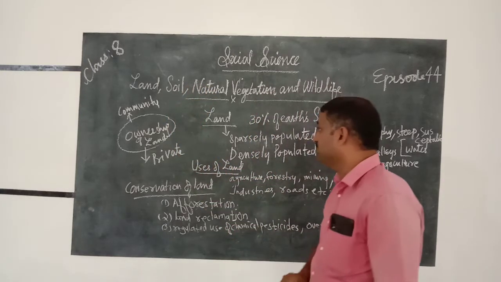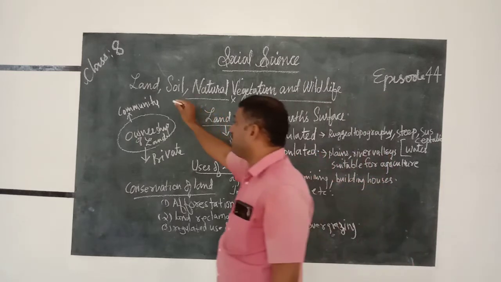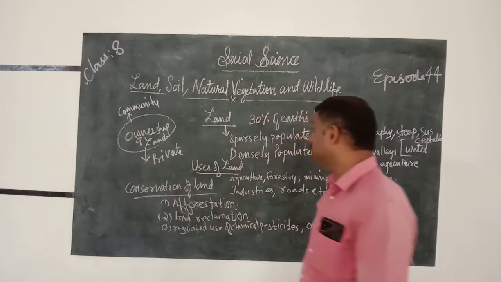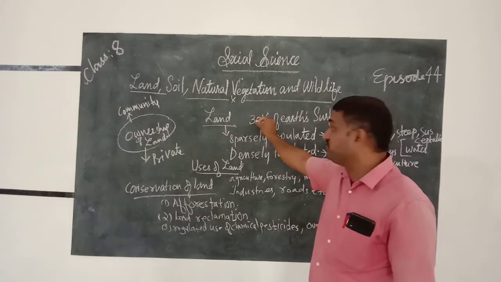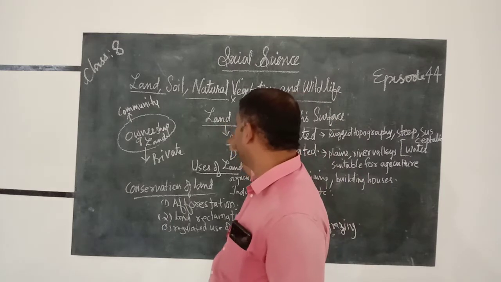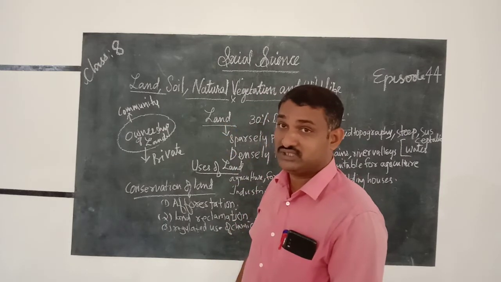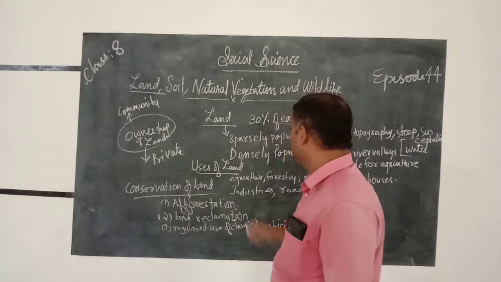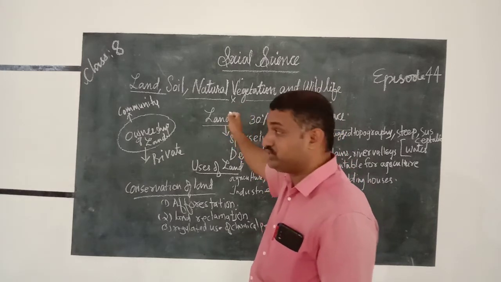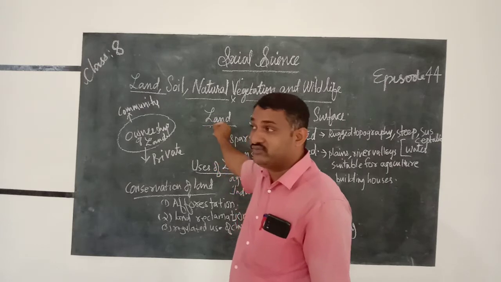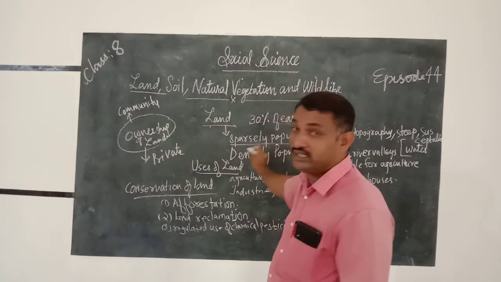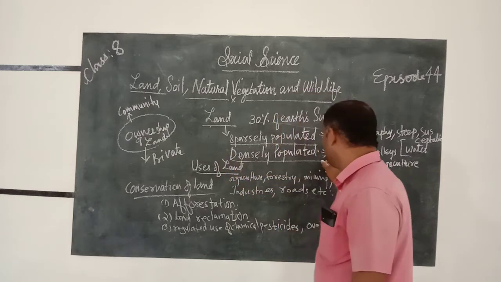First we discussed and studied about land. What is land? What is the importance of land? 13% of the surface is covered by water. We human beings are living on this land. Animals also live on this land. We can divide this land into sparsely populated areas and densely populated areas.